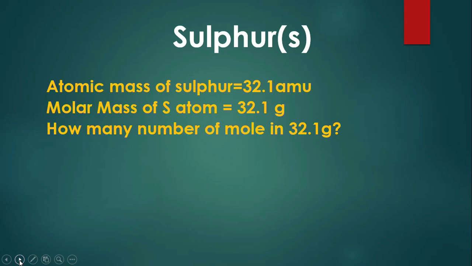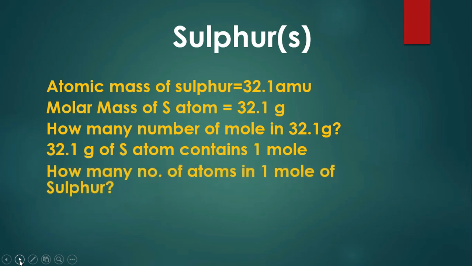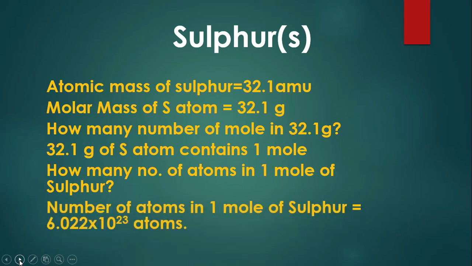Yes students, now it's your turn. Just think about it before getting the answer: if we have the molar mass 32.1 gram, how many moles will be present? Yes, 32.1 gram of sulfur atoms contains 1 mole. And how many atoms are in 1 mole of sulfur? If we have the quantity of 1 mole, if we have the molar mass 32.1 gram, how many atoms will be in 1 mole? Yes, we have discussed it. The number of atoms in 1 mole of sulfur is equal to its Avogadro's number, 6.022 exponent 23 atoms.